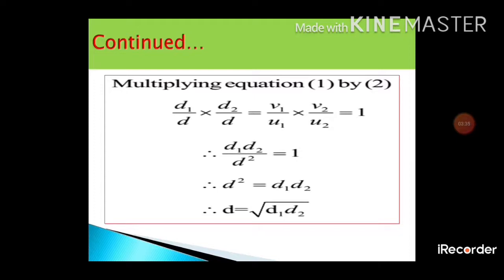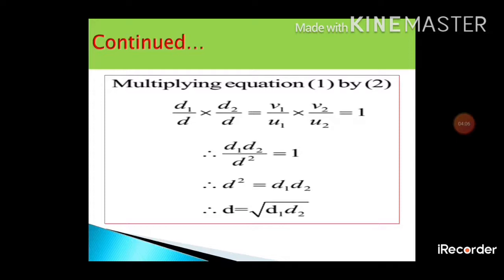Now by multiplying these two equations, I will obtain the value of d. d comes out to be equal to the square root of D1 into D2. So I have also obtained the value of small d. As we have already obtained the values of beta, small d and capital D, if we place all these values in the formula of beta, then we can find out the value of lambda.